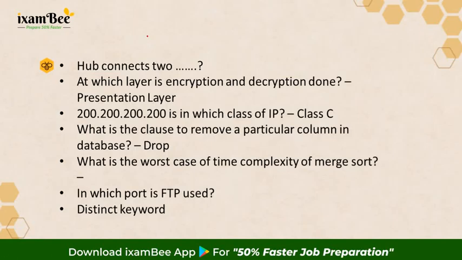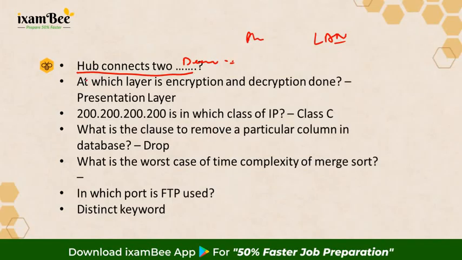So here you can see the first question: hub connects to. The answer is: hub connects two devices in the network. Basically, a hub is a basic networking device which is used at the physical layer of the OSI model that connects multiple computers or devices together in a LAN. Hub is not a smart device. It broadcasts all the data to all the devices, which is inefficient and insecure compared to switches. This is about the hub.